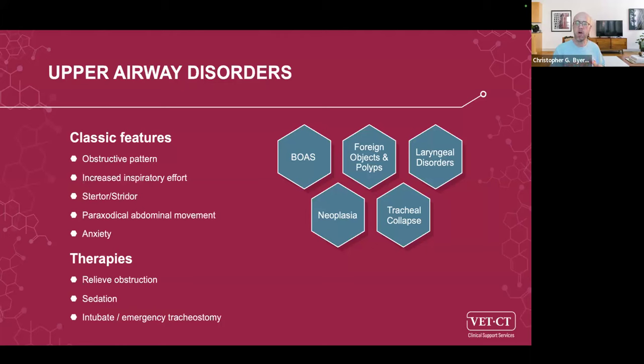Oftentimes, these patients are quite anxious, so we need to be prepared to relieve an obstruction if that's possible. If it's a foreign body, we want to remove it. If the airway is collapsed, we'll need to capture the airway and provide emergency intubation or possibly even an emergency tracheostomy. Here's another video.